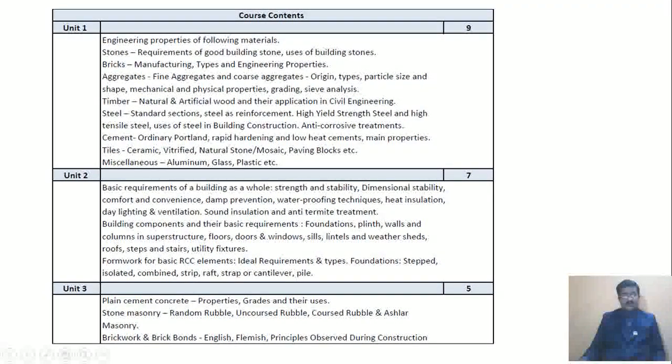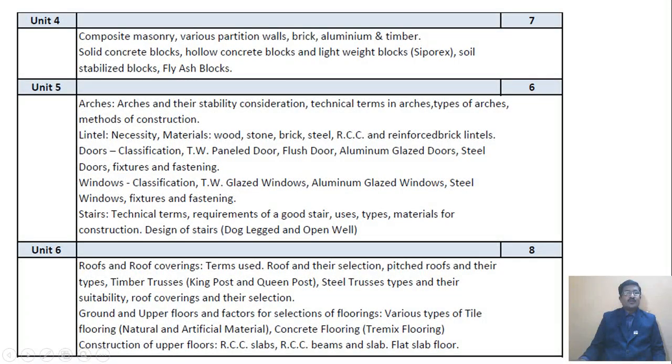Formwork for the basic RCC elements, ideal requirements and types: foundations, stepped, isolated, combined, strip, raft, strap and cantilever, pile foundation, etc. Then Unit 3 requires 5 lectures to cover the contents, which comprise plain cement concrete, properties, grades and their uses, stone masonry, random rubble masonry, uncoursed rubble masonry, coursed rubble and ashlar masonry, brickwork, brick bonds, English, Flemish, and principles to be observed during construction. Unit 4 comprises 7 lectures, which include composite masonry, various partition walls, bricks, aluminum and timber, solid concrete blocks, hollow concrete blocks and lightweight concrete blocks, soil stabilized blocks, fly ash blocks, etc.